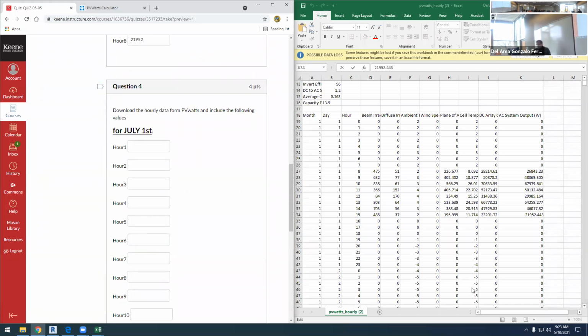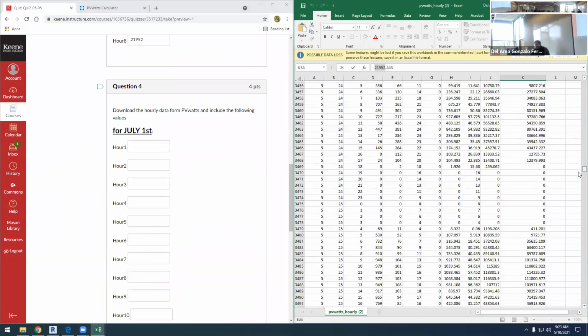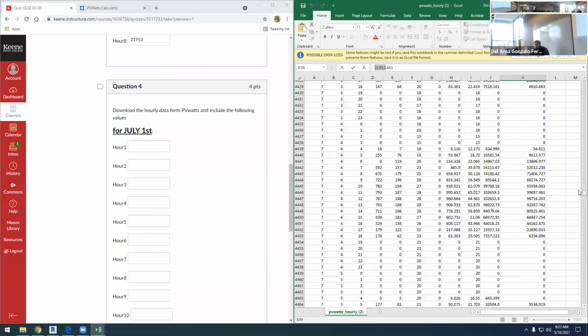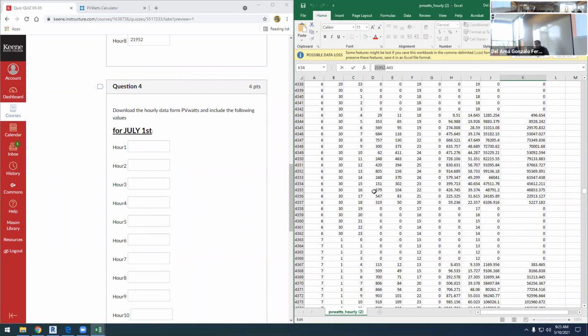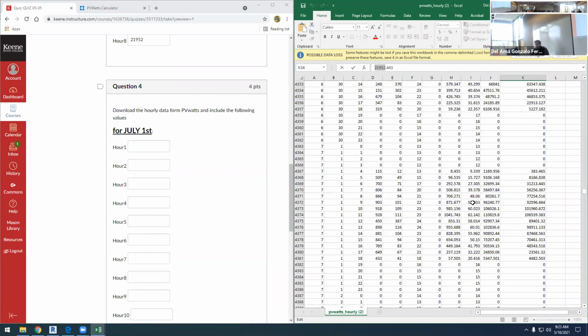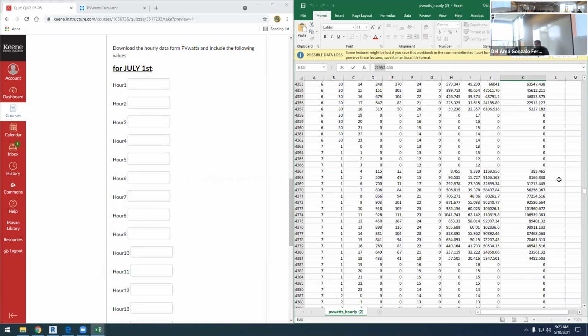And then for July the 1st, we have to go to July 1st. On July 1st, we have more hours. We have up to 15 hours in which the array is producing energy. So we have to type these values 15 times.